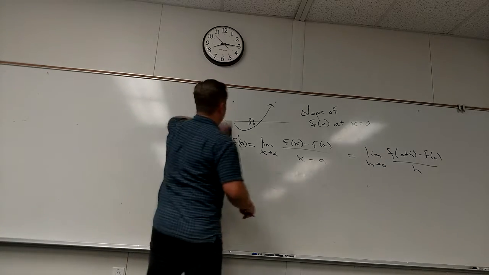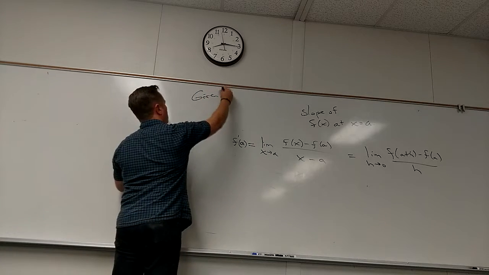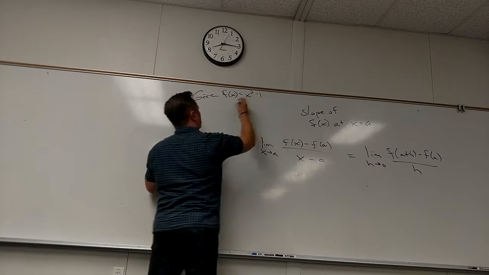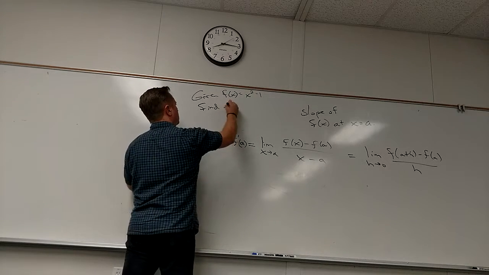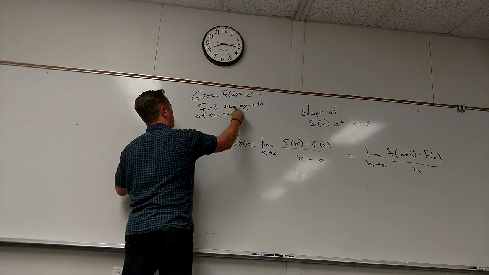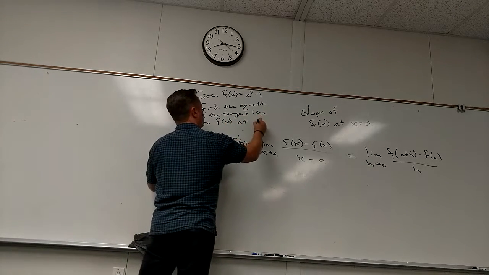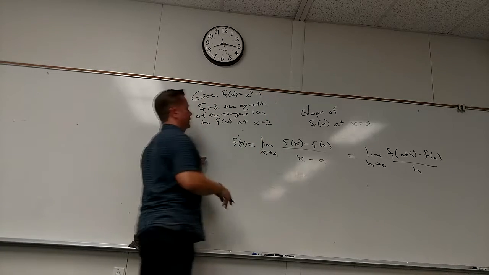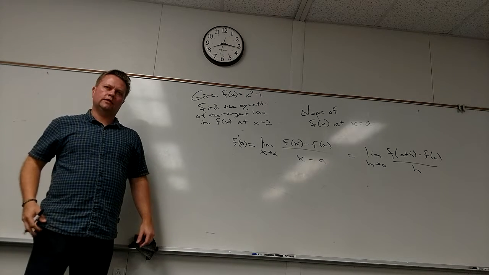Let me take this away. So given f of x equal to, I don't know, find the equation of the tangent line to f of x at x equal to, doesn't matter, Jeff, 2, I like. So that's what the question would look like.